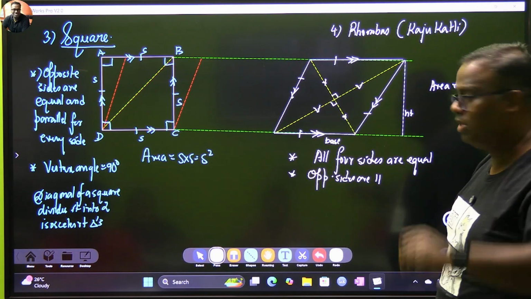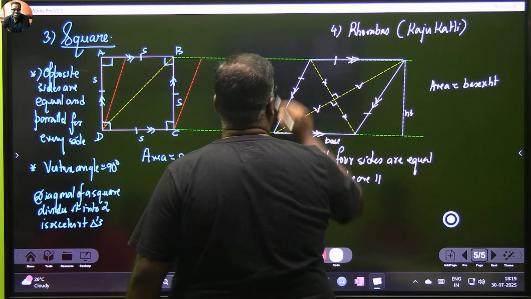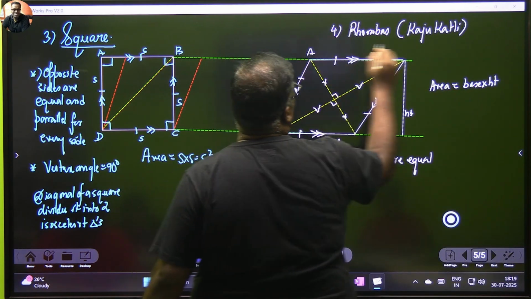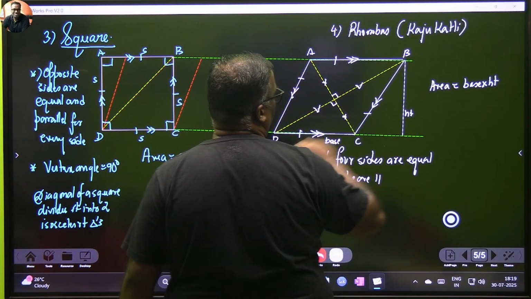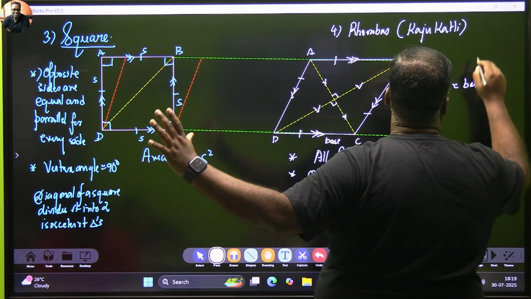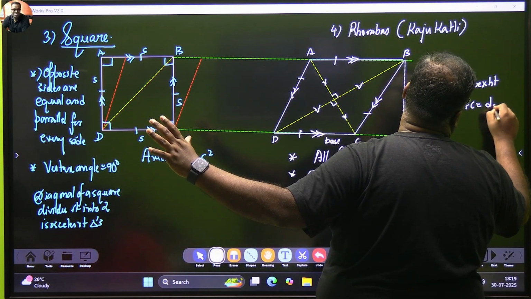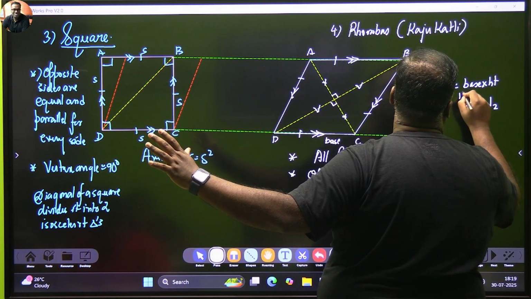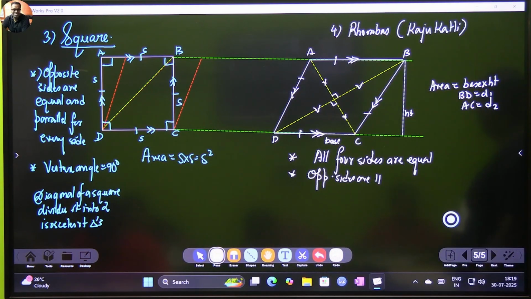Right. Now look at the beauty. Have you understood? The diagonals are bisected. Now let me name this. Let's say this is A, this is B, this is C, and this is D. Okay. And I take a measurement where I'm saying AC, the minor diagonal, as D2, and the major diagonal BD as D1. Right? D1 and D2.